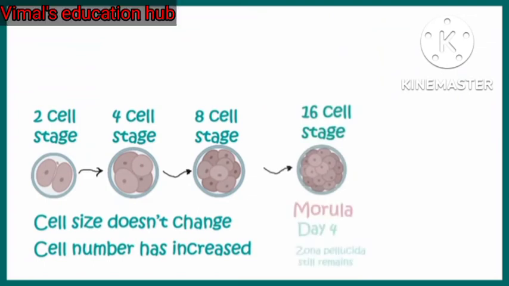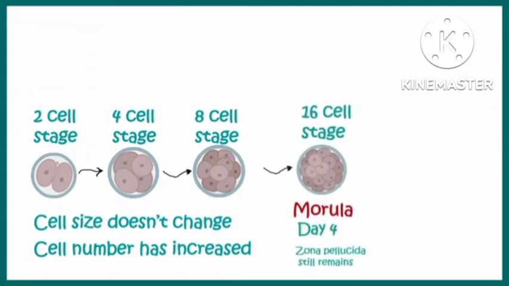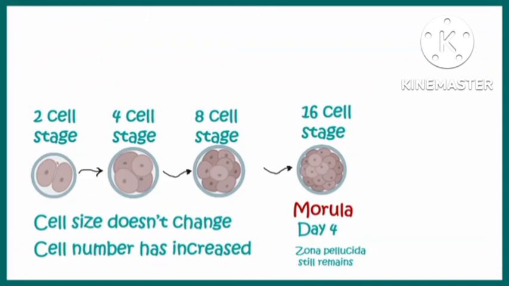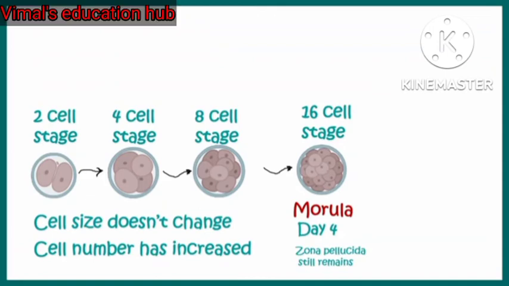Now at the 16 cell stage, which is known as the morula because of its mulberry-like appearance, we can see the zona pellucida still covers the overall cells. It's like a bag that covers these blastomeres.